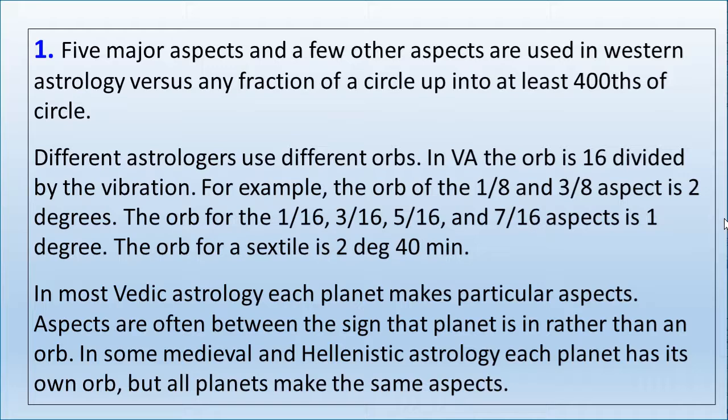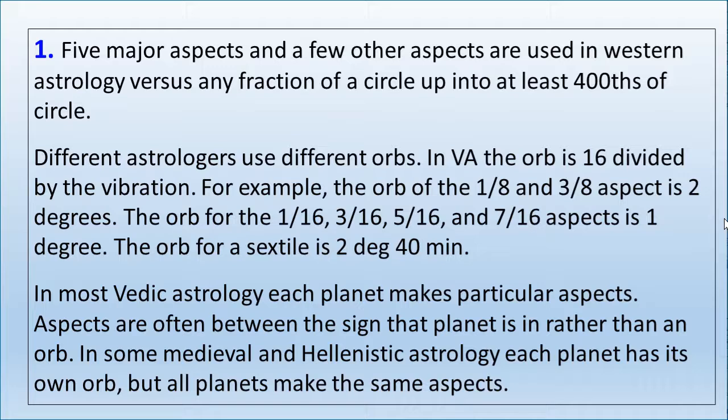And the aspect is usually done sign to sign. So when Jupiter makes a trine, suppose Jupiter is in Aries, it trines anything in Leo or Sagittarius. So the issue of orbs doesn't really come up. It's usually based on a sign to sign. This is sort of your classic, most common form of Jyotish. There's many, many varieties of Jyotish. But that's kind of probably the most common way of interpreting charts using Jyotish.